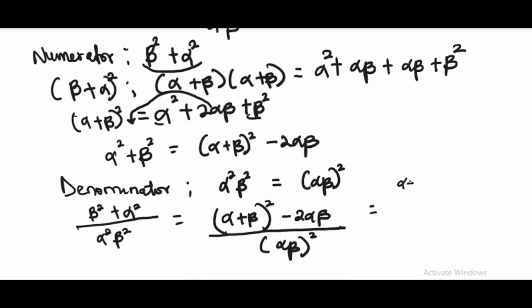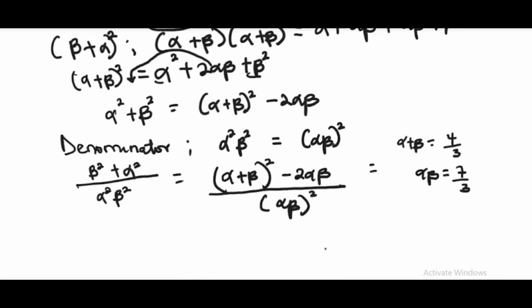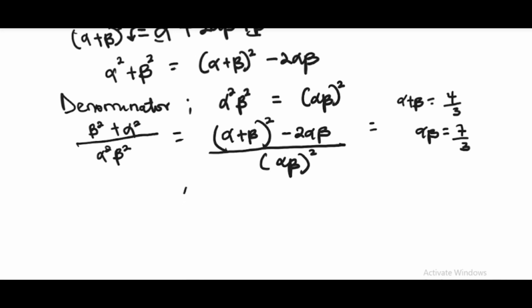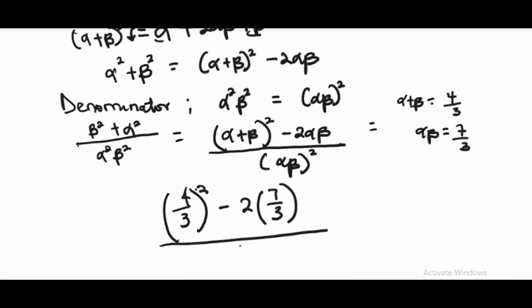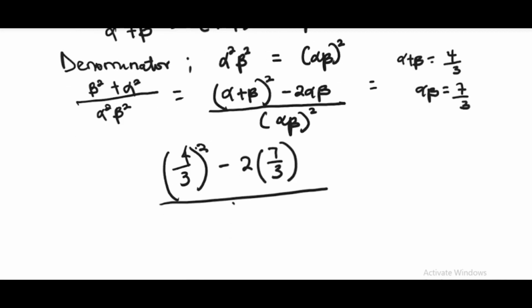So let me write it down here. We have 4 over 3. And then our alpha beta, we have what? 7 over 3. Okay. So moving forward, we would have 4 over 3 all squared. Put your bracket so that you don't end up squaring just 4. Minus 2 into 7 over 3, all over 7 over 3 all squared.